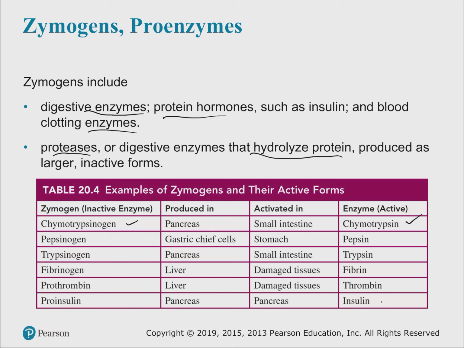Anyways, you can see that there's quite a couple of examples here. Insulin made as proinsulin, fibrin, which helps with the clotting, from fibrinogen. Okay.